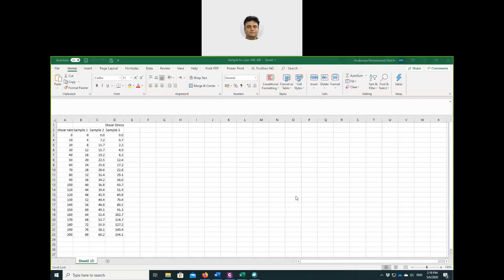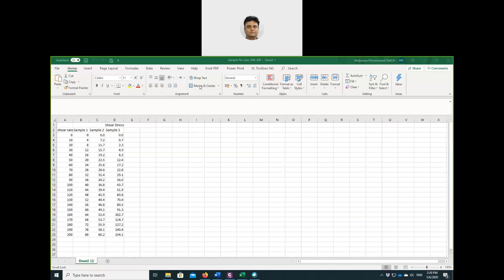Okay, so we have one question here. The question is, we measure the shear stress by changing shear rate for different samples, sample 1, sample 2, sample 3. Based on this data that it's measuring by a rheometer, can you guess which pattern, which model, which flow behavior is described by each of the samples?